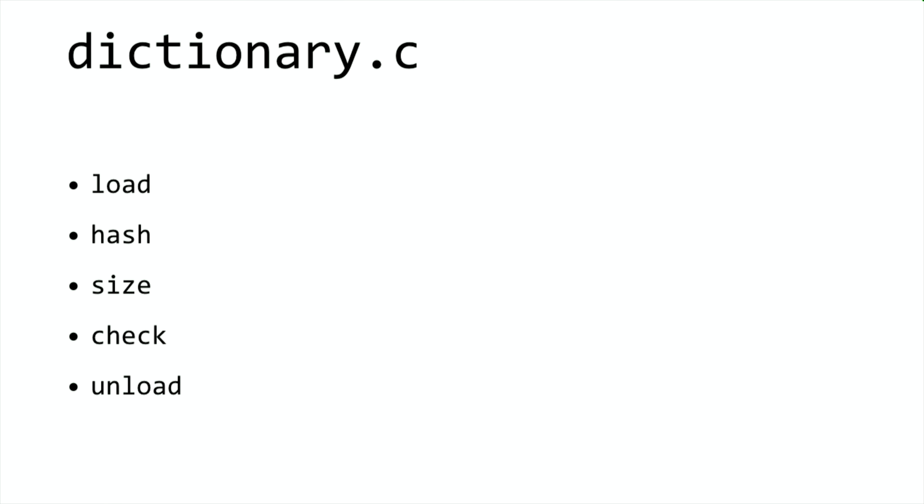And finally will be unload, where any of the memory that you've had to allocate in order to store data inside of your data structure, you'll now need to free up and give back to the computer. So these are the 5 steps for Speller, and we'll take a look at each of them one at a time so that by the end of it, you'll have a working spell checker.